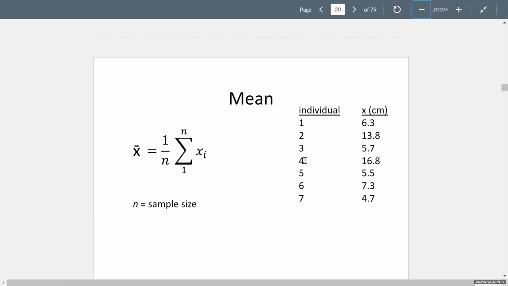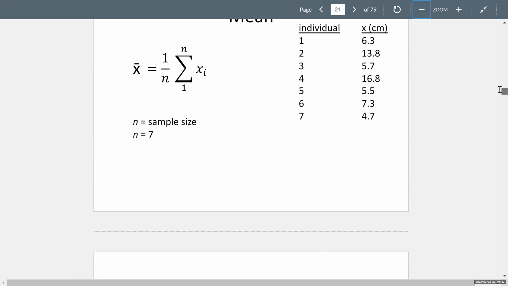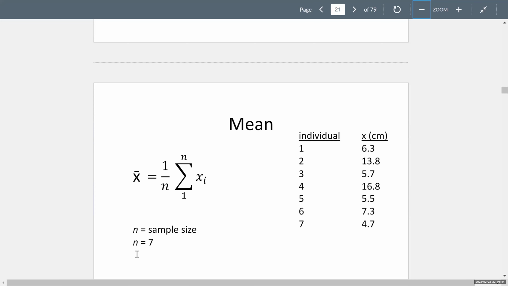All right, so we've got a small data set here with 7 individuals. These are different individuals. We measured their size. I think these are sardines, small fishes, and we measured them in centimeters. Notice that our data has 1 digit after the decimal point. So first we want to start by finding little n, our sample size. We have counted up the individuals, and so we know that our sample size is 7. So we're ready to plug that into our equation.